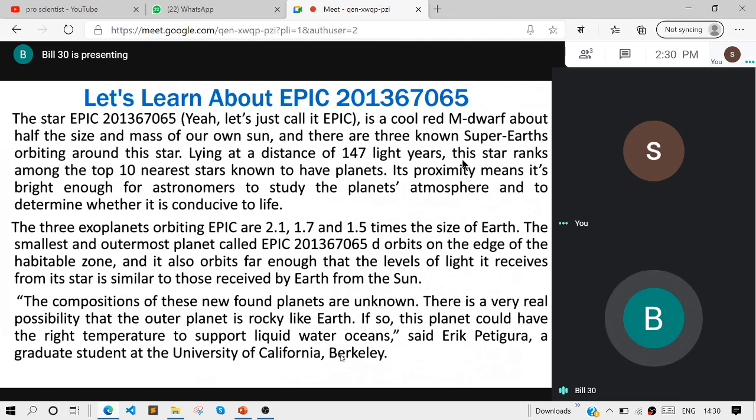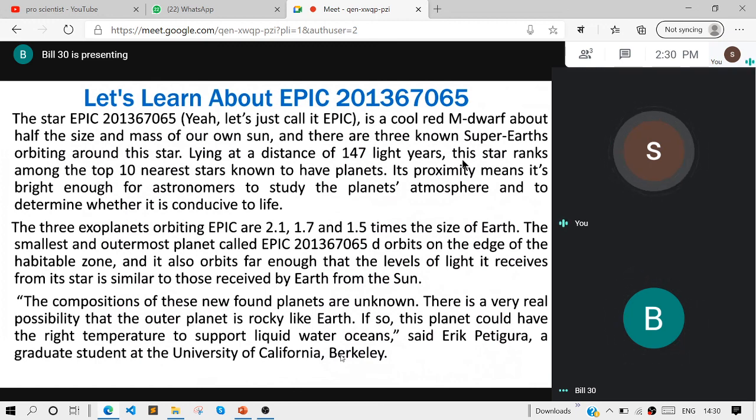There is a very real possibility that the outer planet is rocky like Earth. If so, this planet could have the right temperature to support liquid water oceans, said Eric Petigura, a graduate student at the University of California, Berkeley. So it has a really high possibility of having life. This is the planet with the highest possibility.